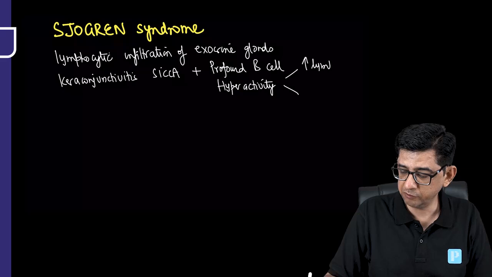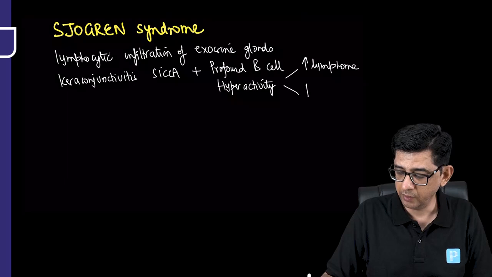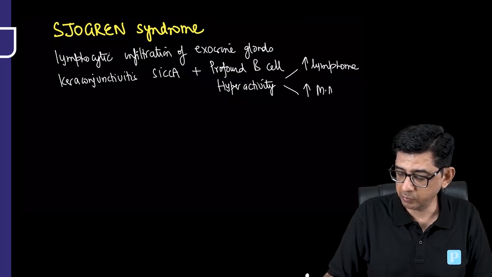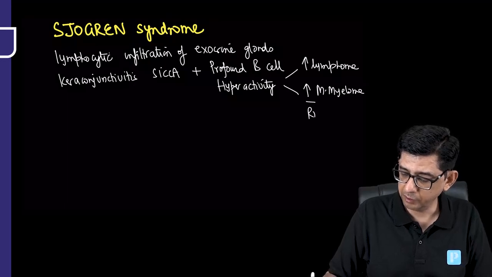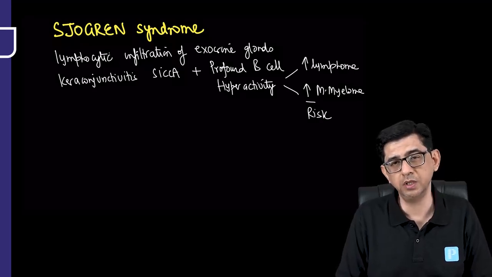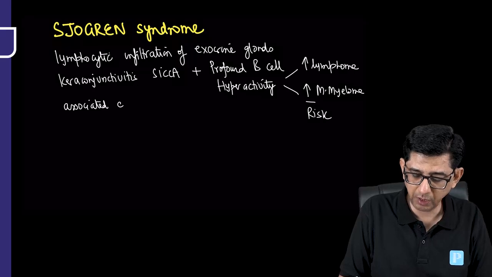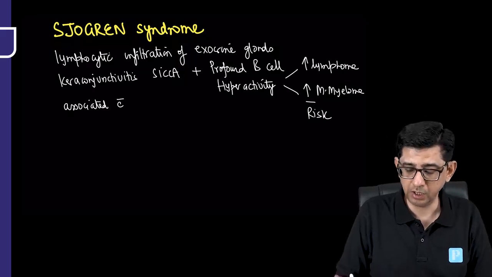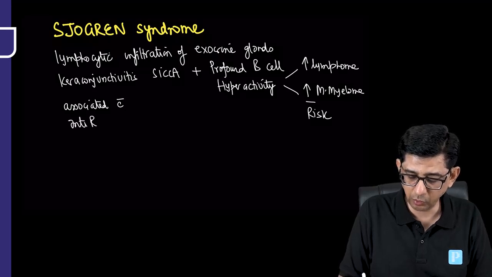One of the cancers whose incidence is increased in patients of Sjogren syndrome is lymphoma. The treatment for this lymphoma would be like treating any routine lymphoma, but you just need to remember that increased incidence of multiple myeloma and increased risk of development of lymphoma is seen in patients with Sjogren syndrome. That's explained by profound B cell activity.